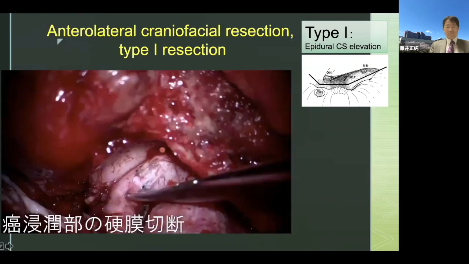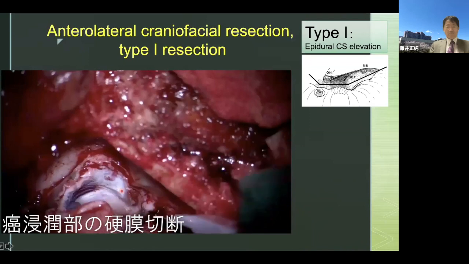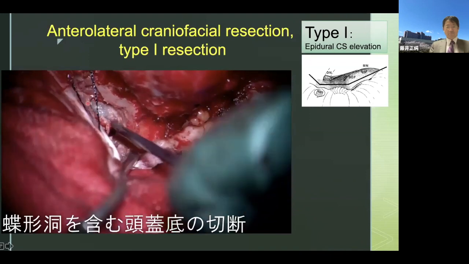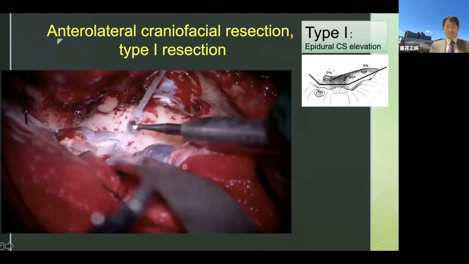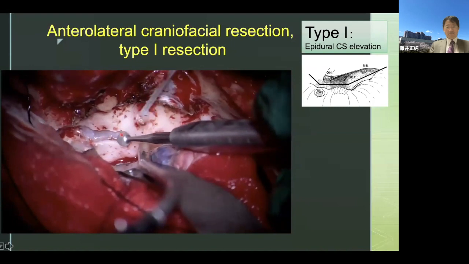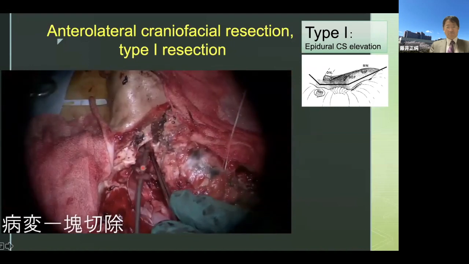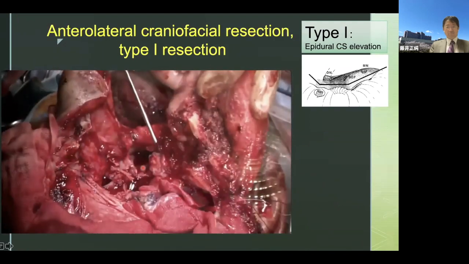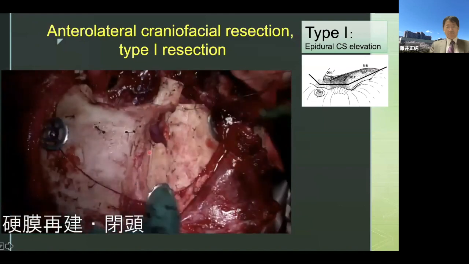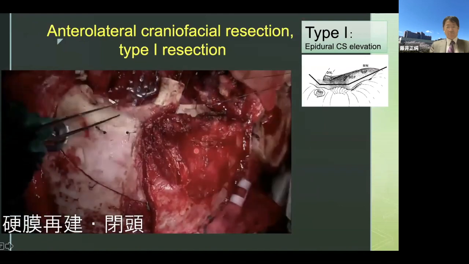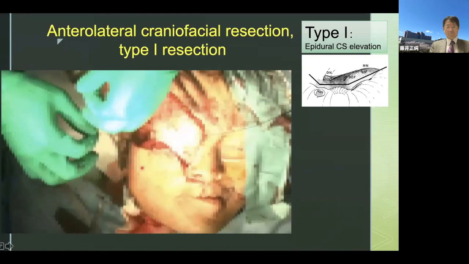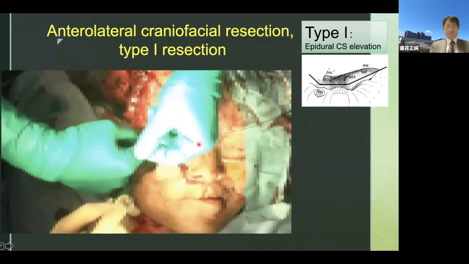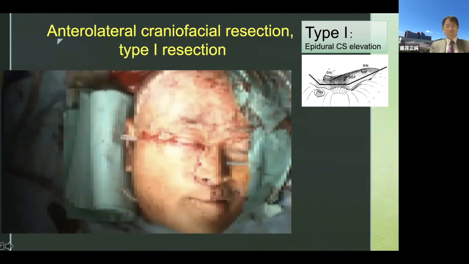And then now here, as you can see, dura mater is kept on the side of the resection, and go cut into the bone after elevation of the CS, cavernous sinus, and go into the sphenoid sinus and remove the tumor in an en bloc fashion. And the craniotomy bone is returned, and here reconstructed with an abdominal rectus free flap.